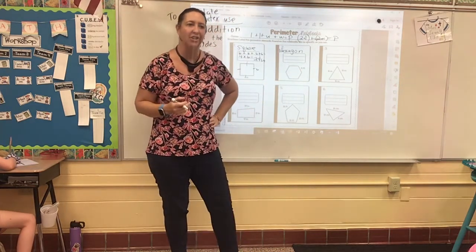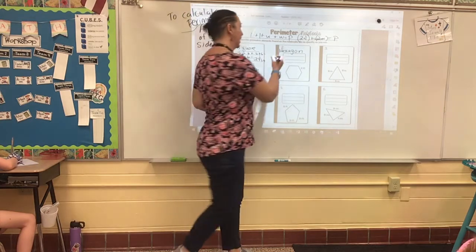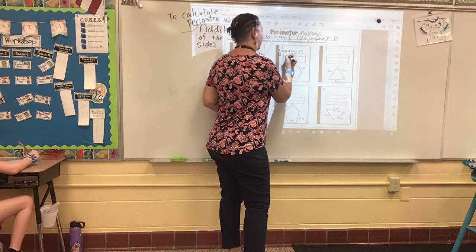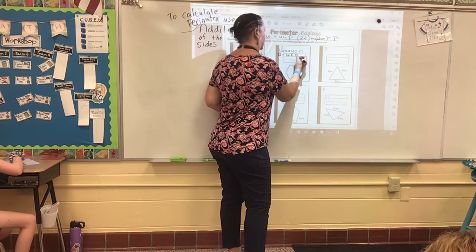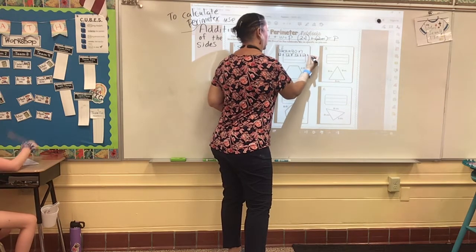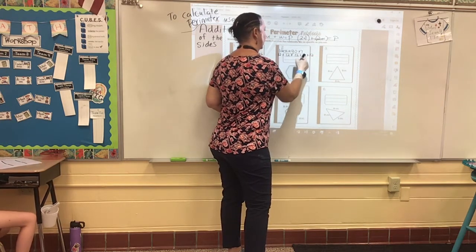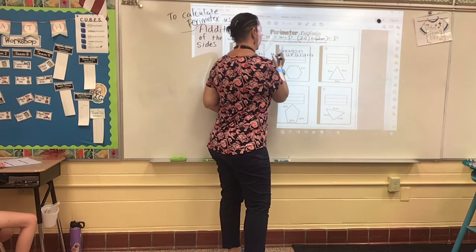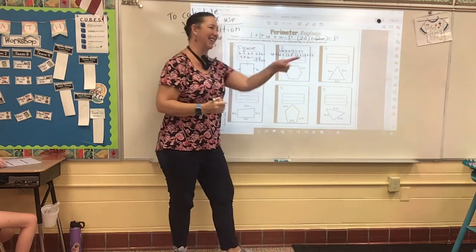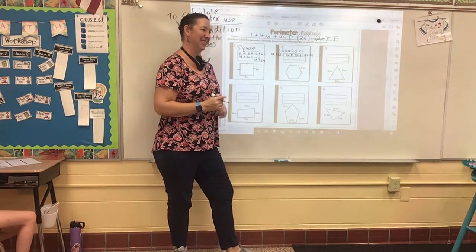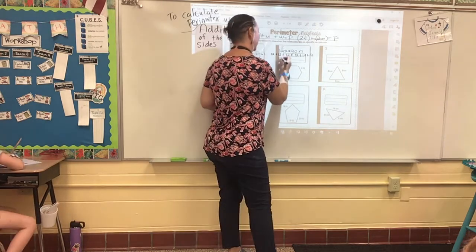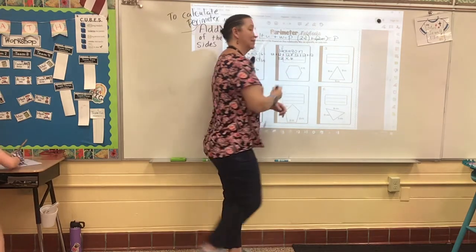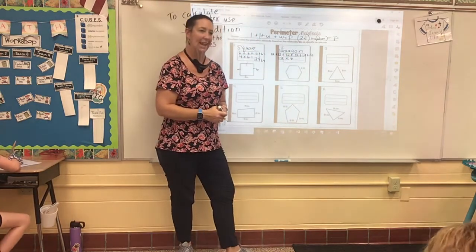Is that hard to do? Yeah, it's going to take a lot of space. What's an easier way to do that? 1, 2, 3, 4, 5. What's an easier way to do that? 6 times 12. Very good, 6 times 12. 12 times 6, because a 6-sided figure, they're all the same.